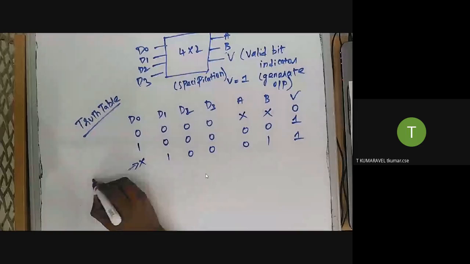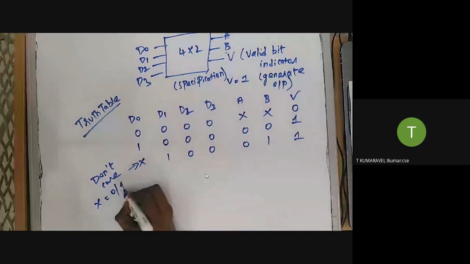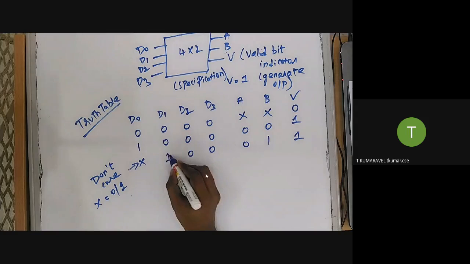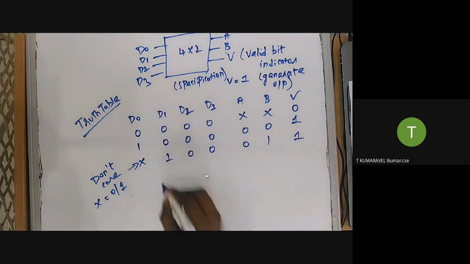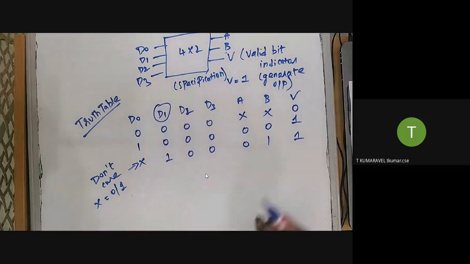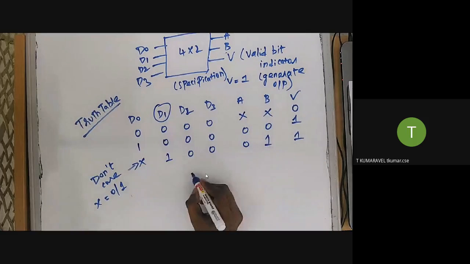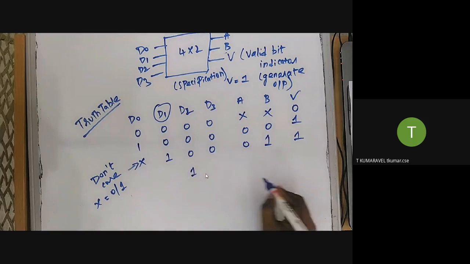X means don't care condition. What is the meaning of don't care condition? The X value may be either 0 or 1, whatever it may be; I don't bother about it. Here the highest bit value is 1, so while generating the output, I'm going to consider this input bit value alone. That's why the output value equals 1. Similarly, I want to generate 2.